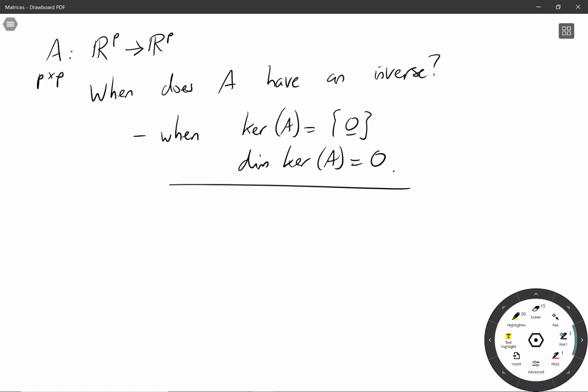So in this video we've seen some notation for matrices. We've thought about the column space and row space of a matrix, leading to the idea of the rank of a matrix. And we've seen the rank nullity theorem.